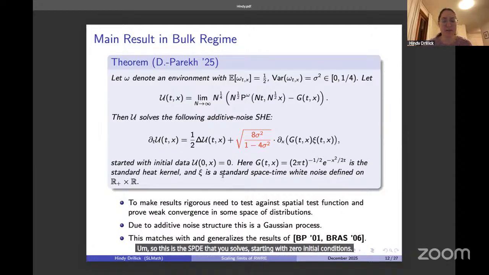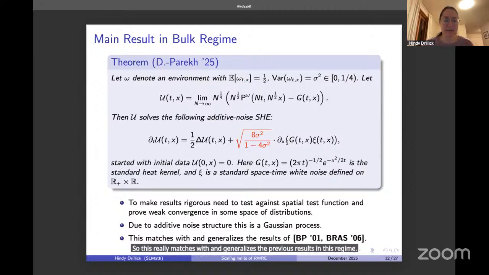So just a few comments about this SPDE. The first one is, since again, G is deterministic, this is still an additive noise SPDE. So this is a Gaussian process. So this really matches with and generalizes the previous results in this regime.